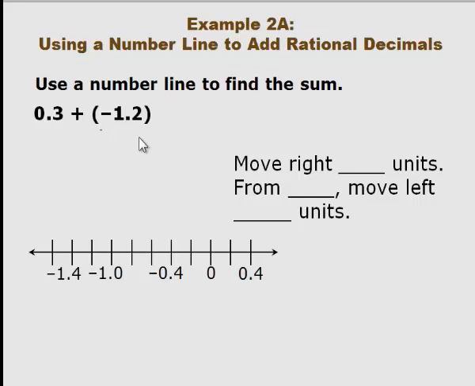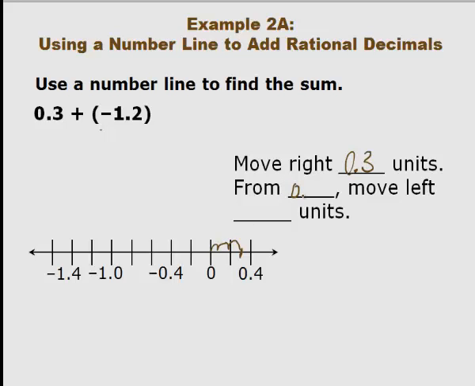Now, you can also use a number line to add and subtract rational decimals. In this case, we have a number line, and we're going to find the sum of 3/10 and negative 1 and 2/10. So we're going to first move right the 3/10. From the 3/10, here's 0, here's 2/10, here's 3/10. So we move from 0 to 1, 2, 3/10.